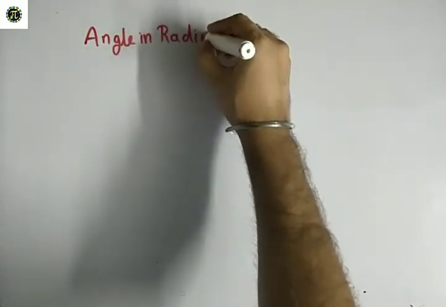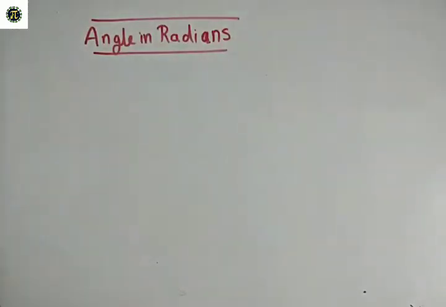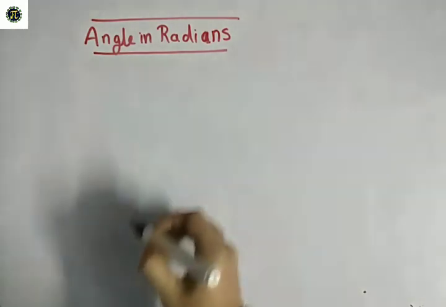So what is angle in radians? So we all know about angle in degrees. So we all know what is 180 degree. We all know what is 60 degrees. So radian is just another unit.